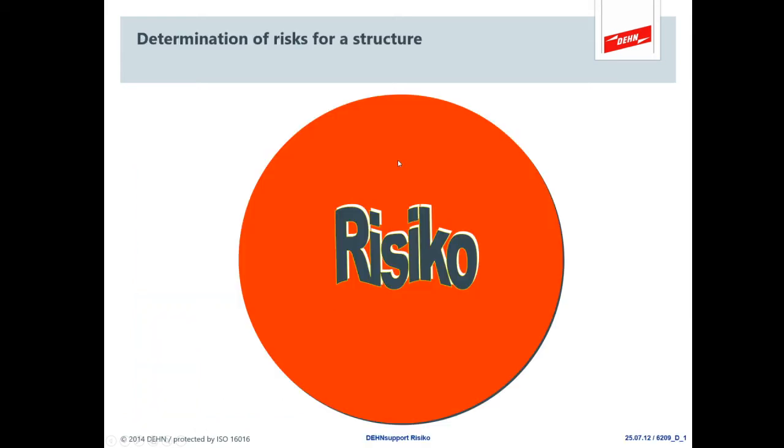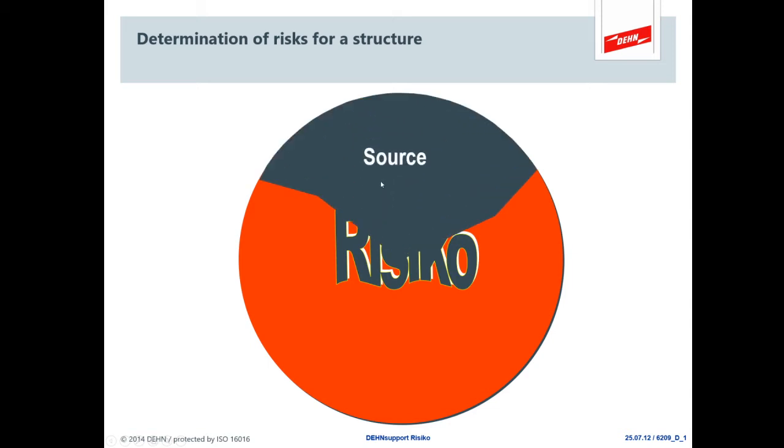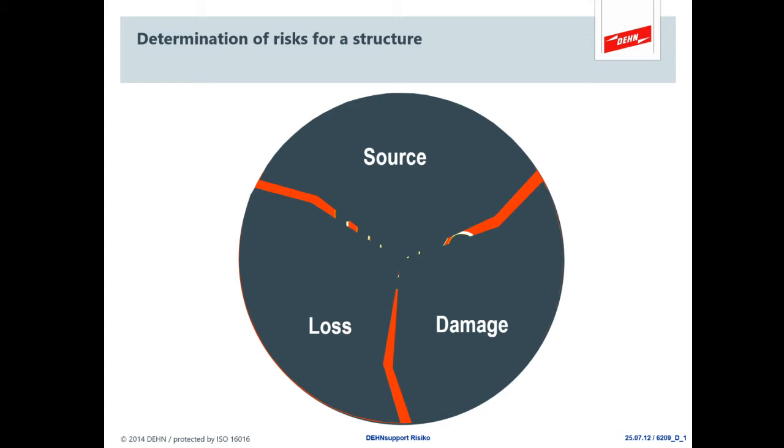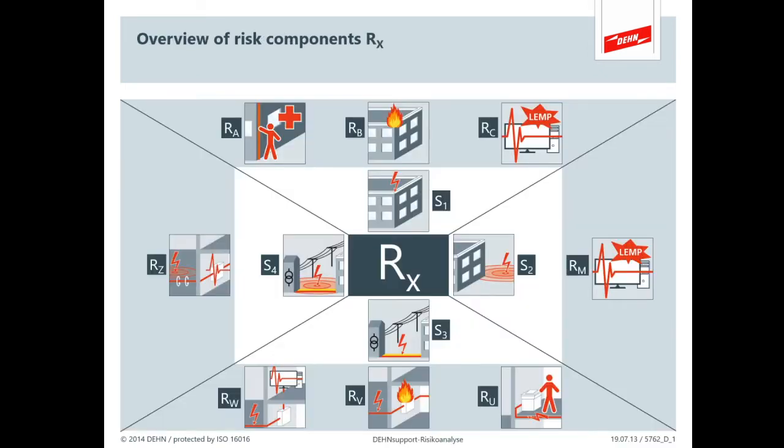The next thing we have to keep in mind is that if we want to make a risk analysis, we are speaking about so-called sources. Then we will speak about damages, and we will speak about losses. These 3 things make up the whole risk analysis, and this will make the risk. And next, during the calculation, we will define different kinds of so-called risk components.